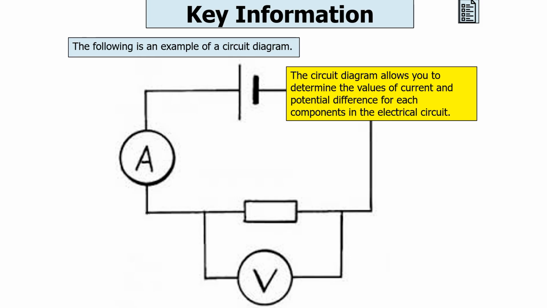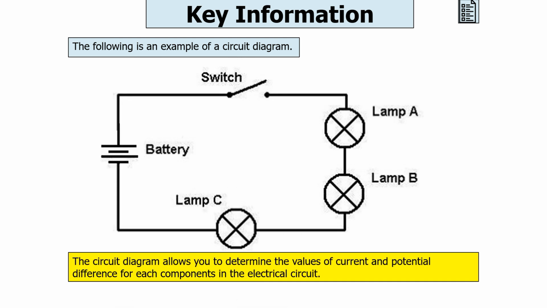Now it's important to understand that the circuit diagram allows you to determine the values of the current and potential difference for each component in the circuit. Now you can see it again here. It allows you to work out the different values of current and potential difference for each component.